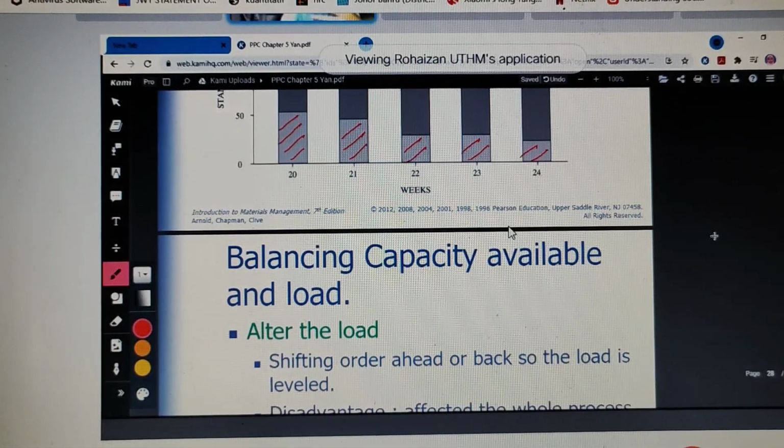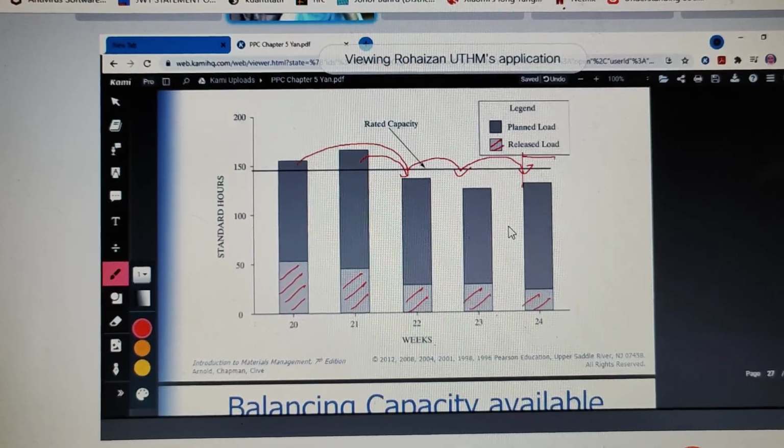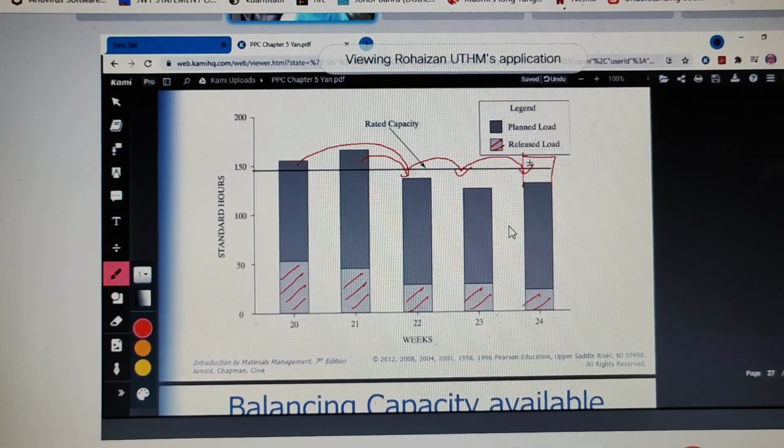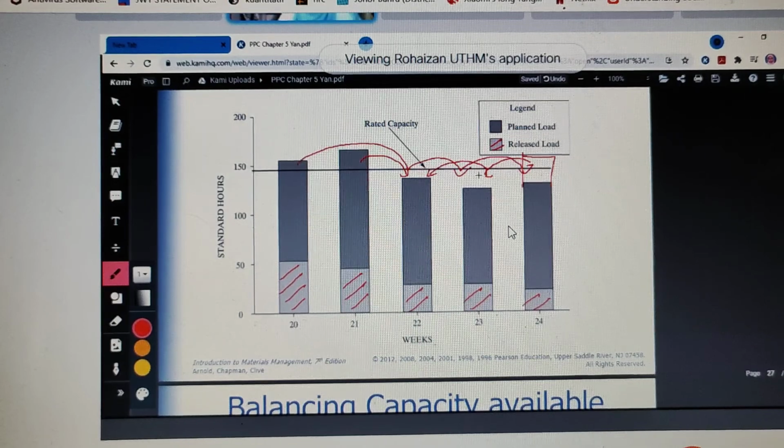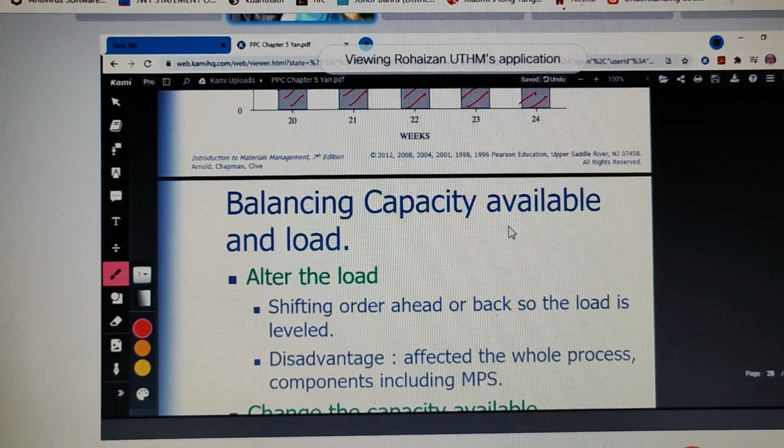Let's say in week 24 we have over capacity, so we know that in week 24 we're going to have overload. So we alter the load, give it to the week before, to make sure it can cater for the week 24 overload. That is what is called after loaded.